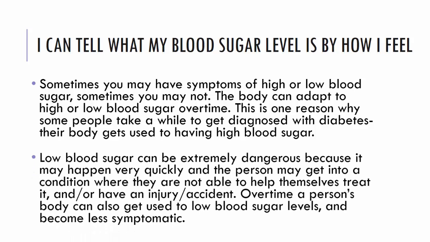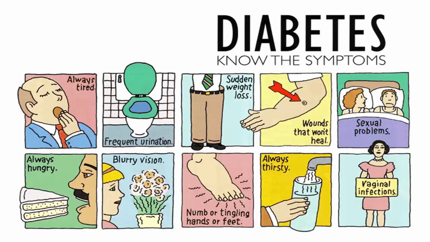Low blood sugar can be extremely dangerous because it may happen very quickly, and the person may get into a condition where they are not able to help themselves treat the low blood sugar, and/or they may have an injury or an accident. Over time, a person's body can also get used to low blood sugar levels, and they may become less symptomatic. These are the symptoms of high blood sugar if left untreated over time.